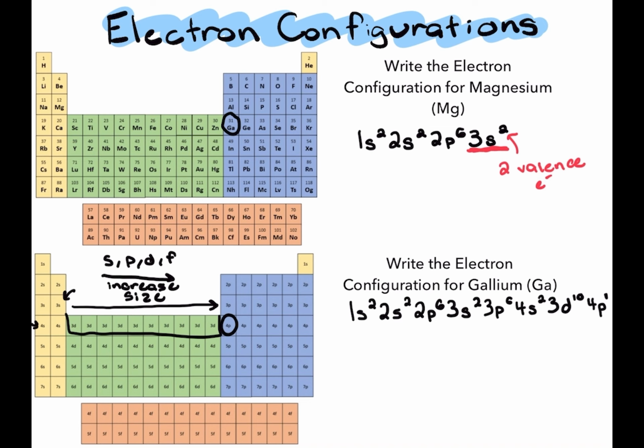And then for gallium, you will not count the 3D shell considering it's not the highest, the 4th shell is. You look at the 4s2 and the 4p1, and since 2 plus 1 is 3, there's 3 valence electrons in gallium.